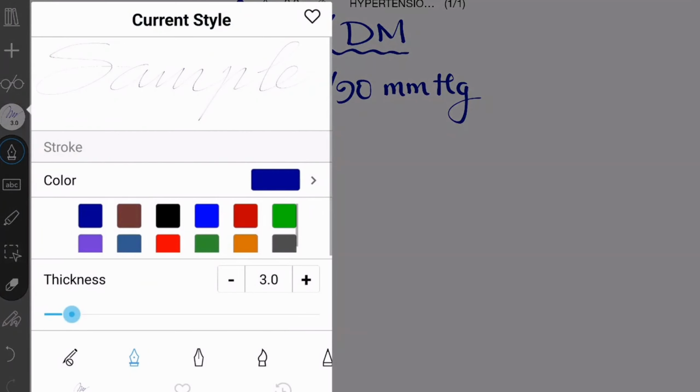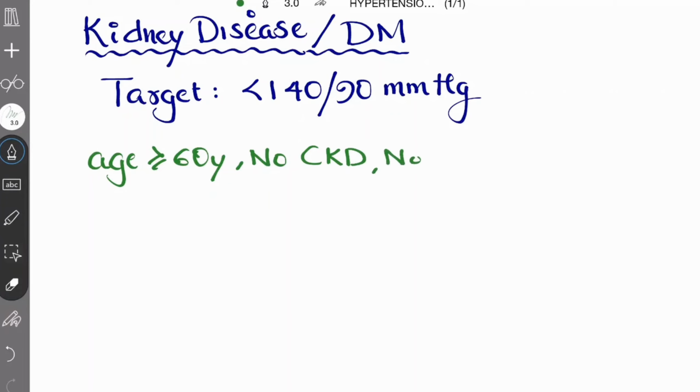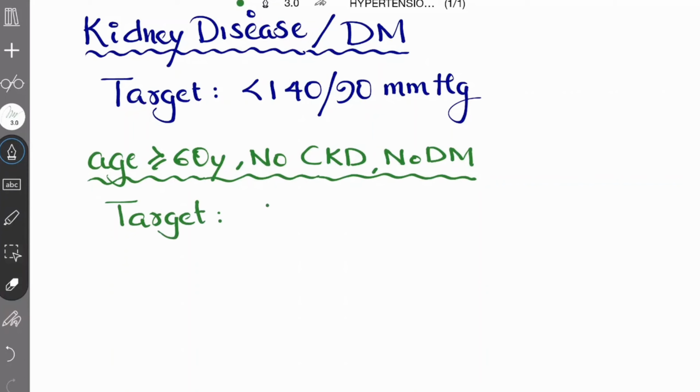Next, if the patient's age is more than or equal to 60 years and no CKD, no chronic kidney disease, or no diabetes mellitus, in such case, the BP should be reduced to a goal of less than 150/90. So in this case, the target BP is less than 150/90.